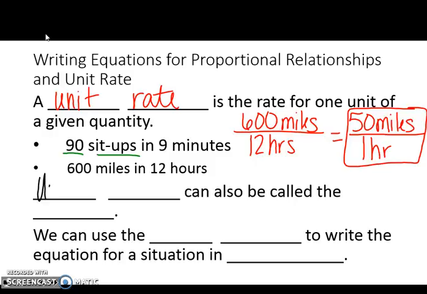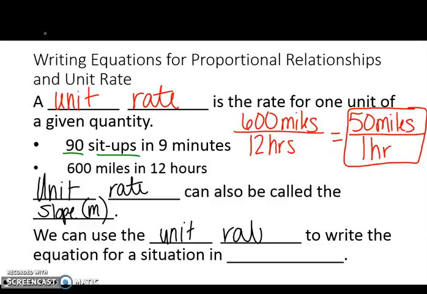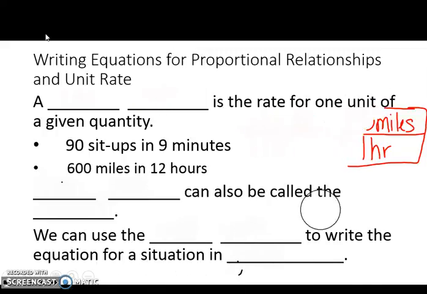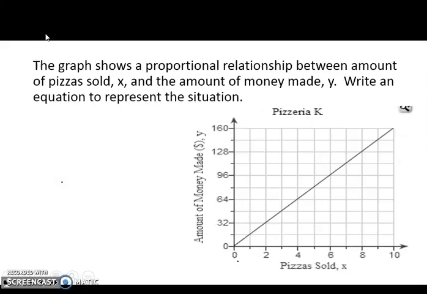All right, unit rate, I already said this, but unit rate can also be called slope. Remember, it's our M value. Okay, it's our M value. We can use the unit rate to write an equation for a situation that's in y equals mx form. Okay, so it's proportional. It's going to be y equals mx instead of y equals mx plus b. All right, so we're going to look at a couple graphs and come up with their equations for those graphs.